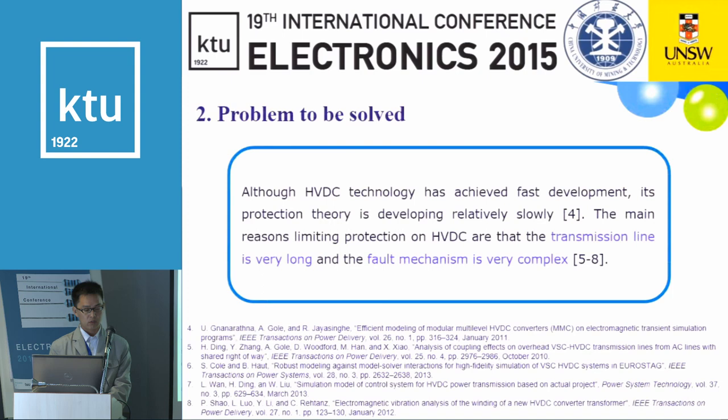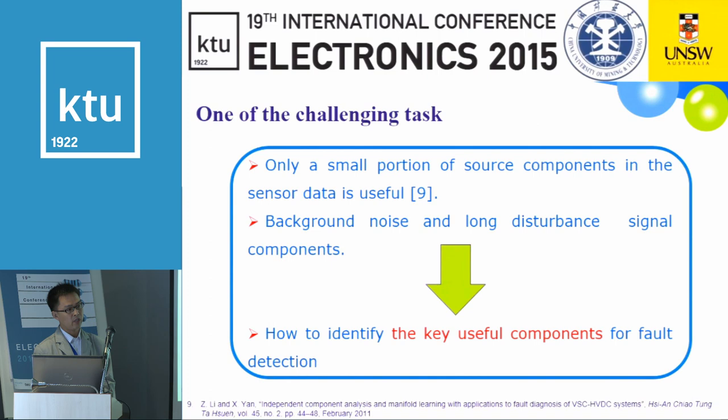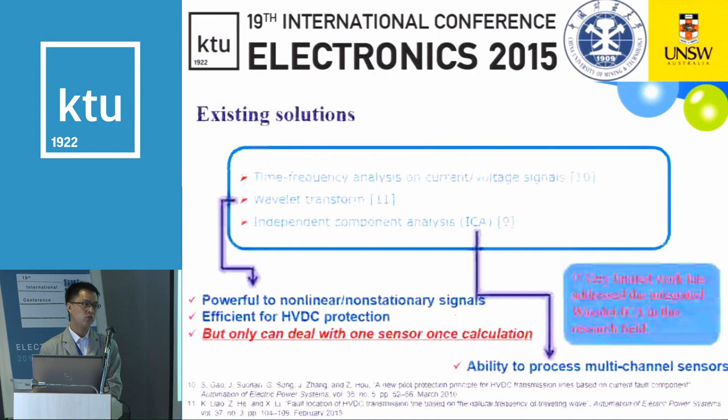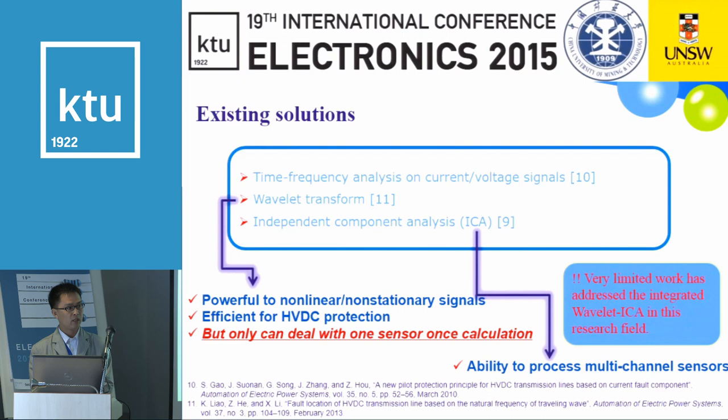However, it also has some disadvantages, because the transmission line is very long, and also the fault mechanism is very complex. So it is very difficult to identify the key useful components for fault detection. At present, there exist several solutions. First one is time frequency analysis on current voltage signals. The second is wavelet transform. The third is independent component analysis.